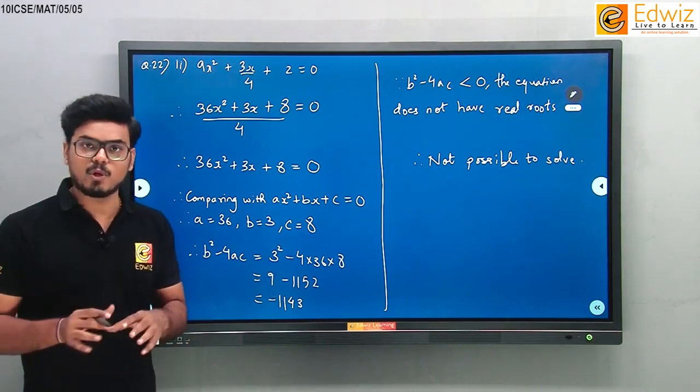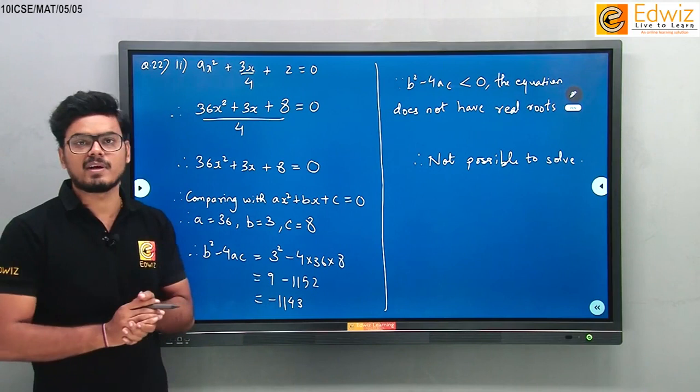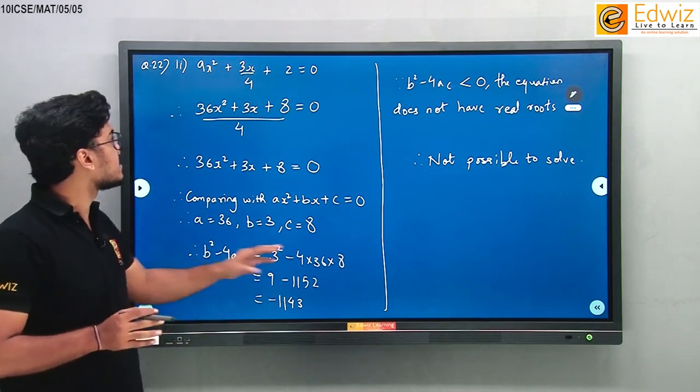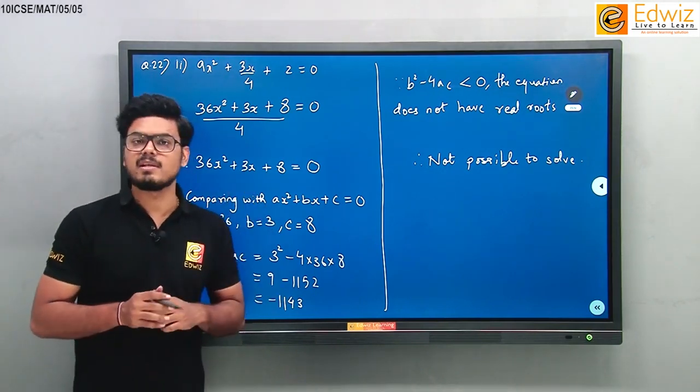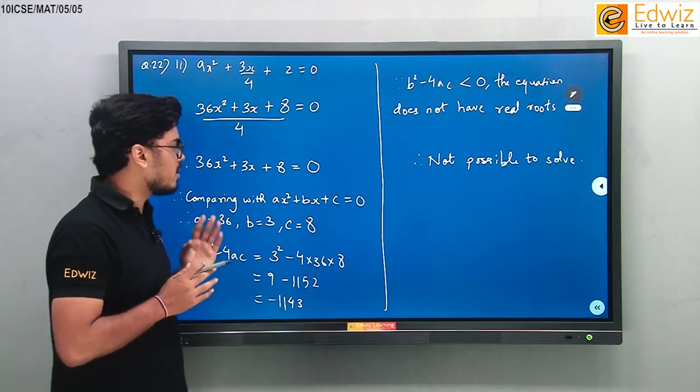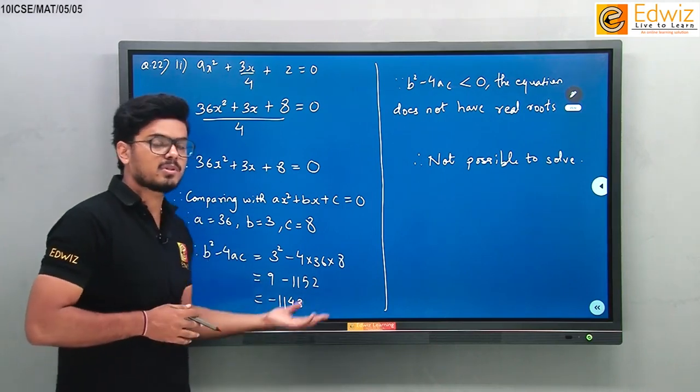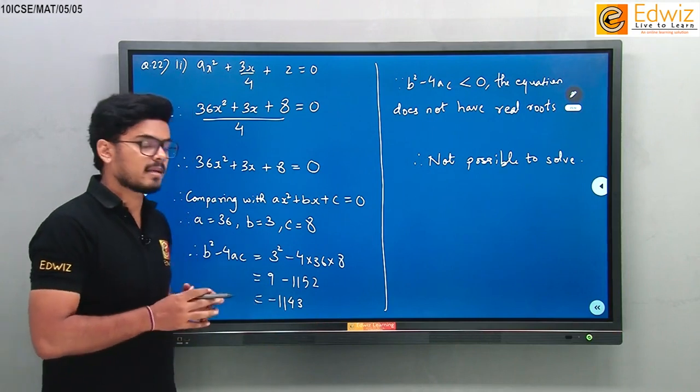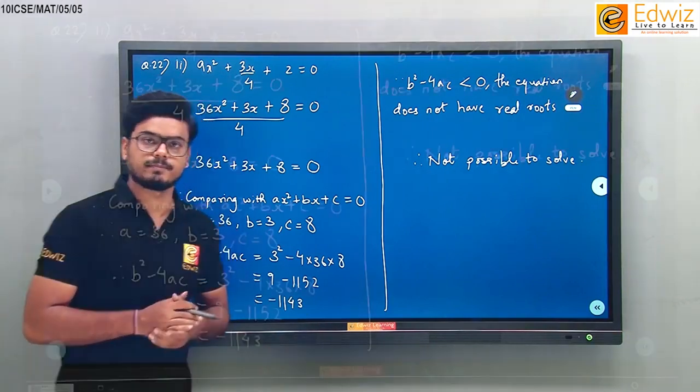Because the question says that we have to find only real solutions, but we cannot do that, right? So this is the solution for question number 22, second sub question. I hope you understood this. Now I'll give you some time to note this down. Take 30 seconds, then we'll move on to the next question.